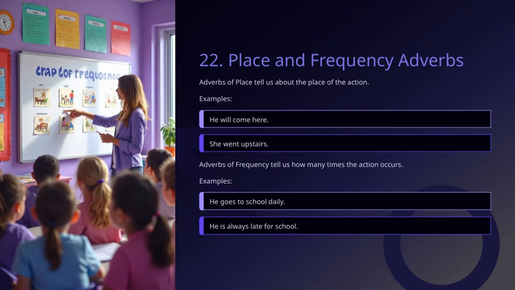On the other hand, adverbs of frequency tell us how often something occurs. For example, he goes to school daily shows that going to school happens every day. And when I say, he is always late for school, the word always emphasizes that this is a very regular occurrence. Understanding these adverbs is key because they add clarity and richness to our sentences. They connect to the overall theme of how we can make our communication more specific and detailed. By using place and frequency adverbs effectively, we bring more precision and context to our stories and descriptions.